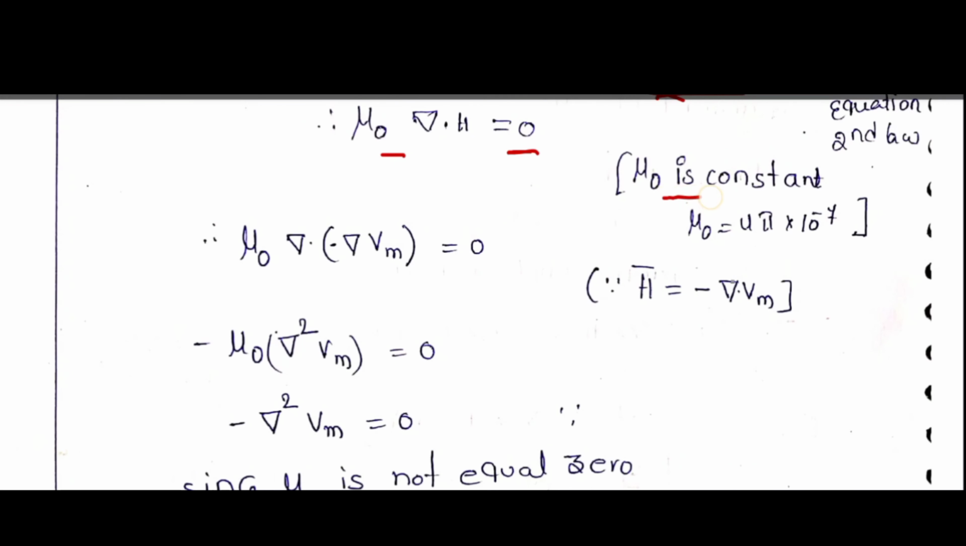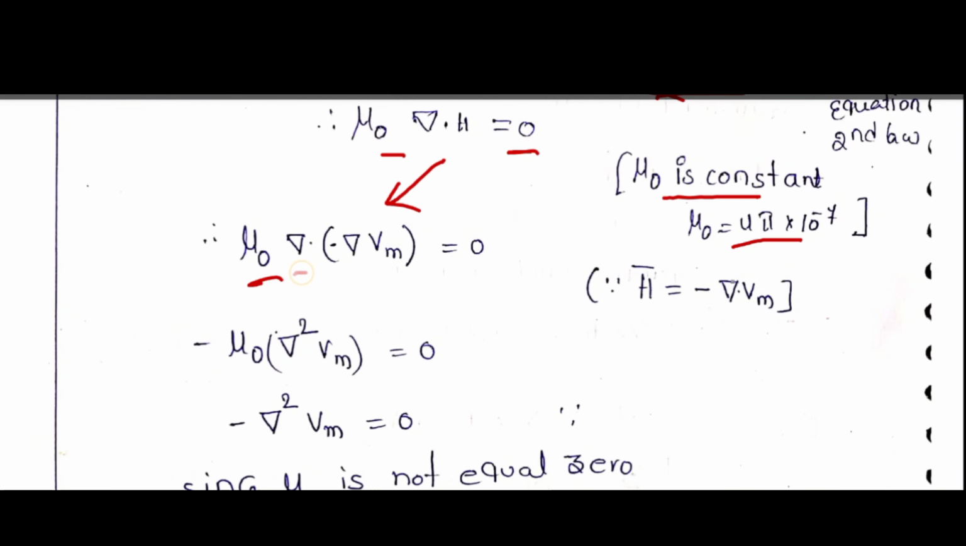Mu naught is constant, as you know. Already I told you what is mu naught. Mu naught value is 4 pi into 10 power minus 7. We can substitute here, or we can directly take this equation again, mu naught del dot H equal to 0.